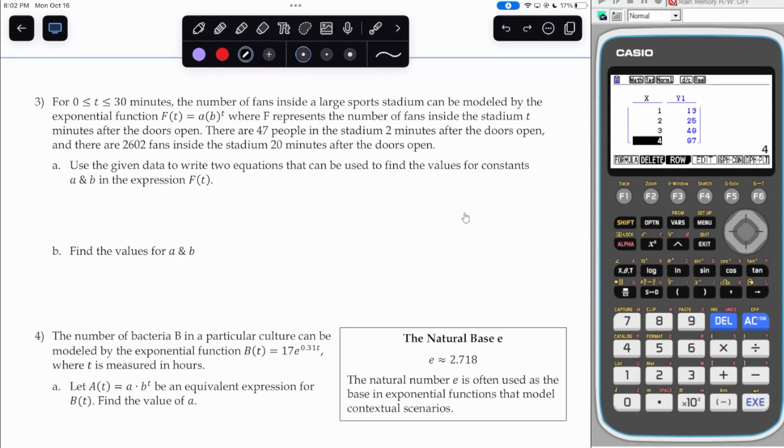And now let's go ahead and define the information that they gave us, right? So I'm not going to start off with working on A. Let's just define for a fact that I know that at f of 2, after 2 minutes, there's going to be 47 people. So if I plug the 2 into the function, I should get a result of 47 total fans in the stadium. If I plug in f of 20, I get 2602. And that's just information that was given to us, and now we're going to use this information to derive more facts to write the answers for part A, writing two equations that help us find A and B.